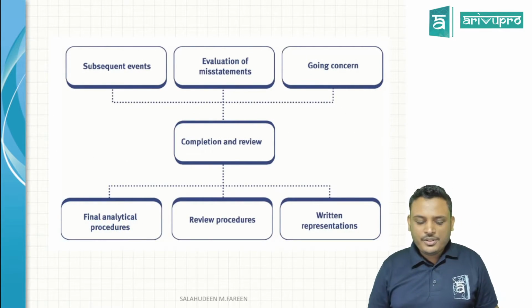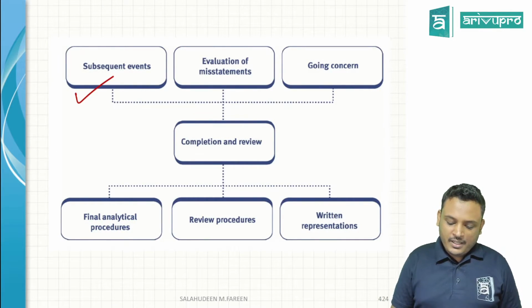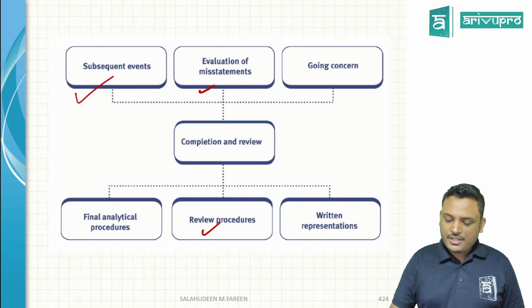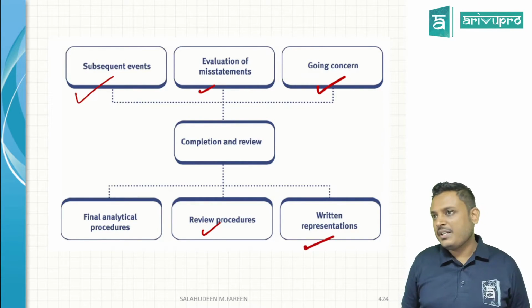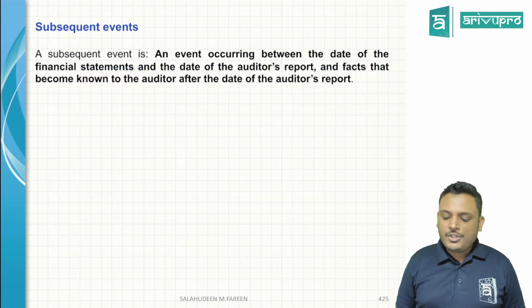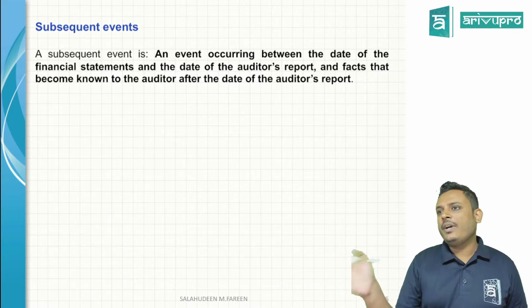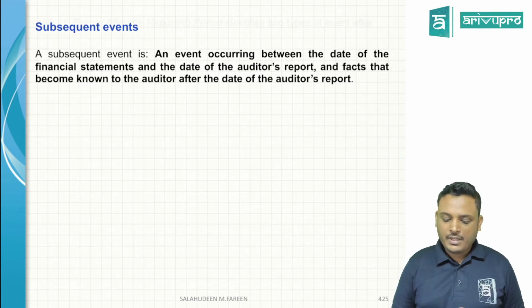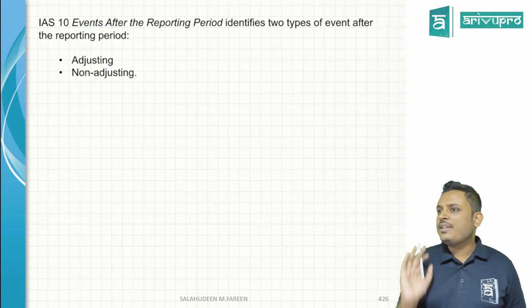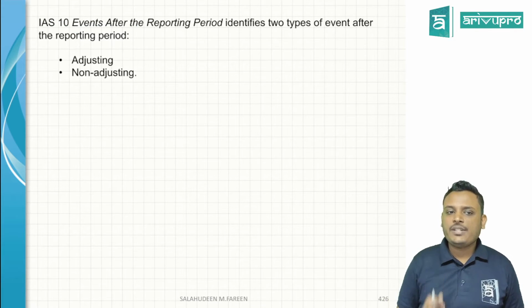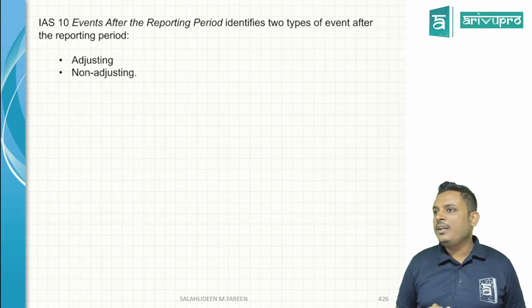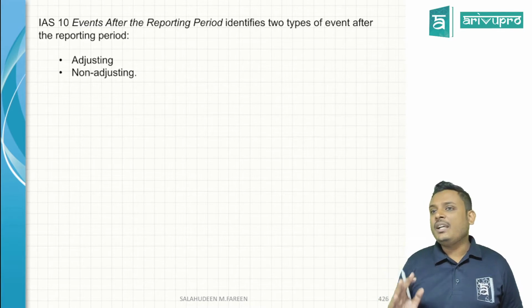So here we're going to discuss subsequent events, final review and misstatements, going concern, written representation part. Subsequent event I explained. Subsequent event is the event between year end to financial statement published. This event can be adjusting events and non-adjusting events. Adjusting event should be adjusted. Non-adjusting event, you should assess whether going concern is affected or not. Affected, it is adjusting event. Not affected, material, it is disclosure.